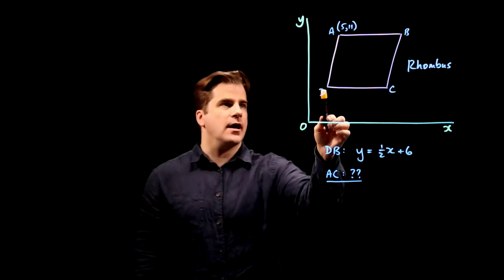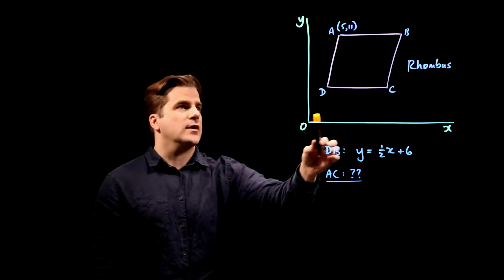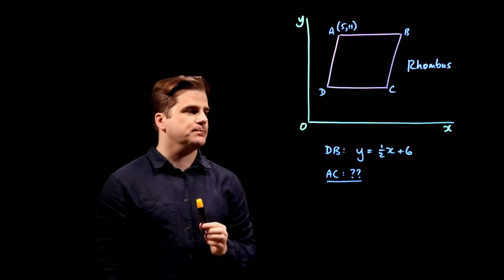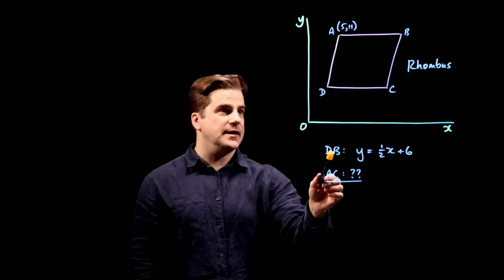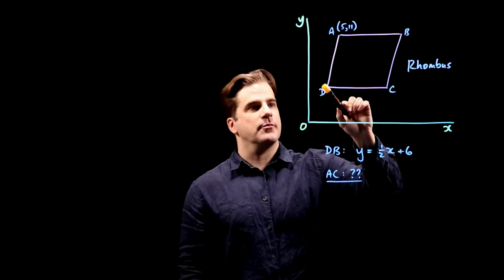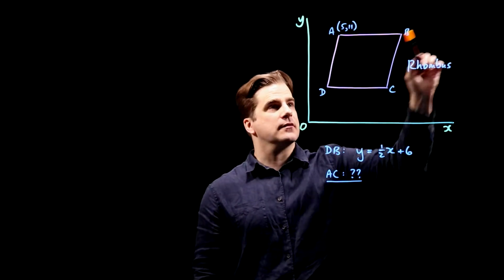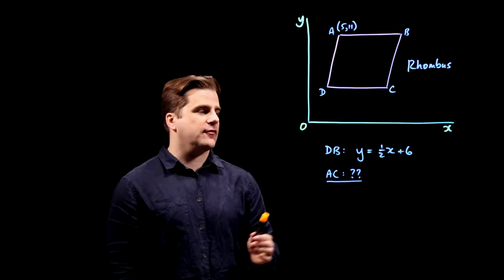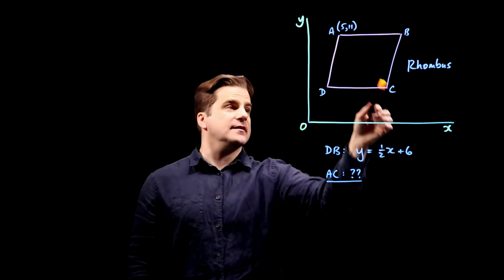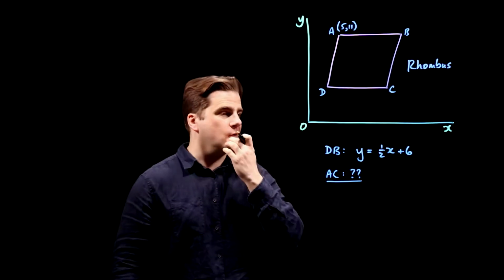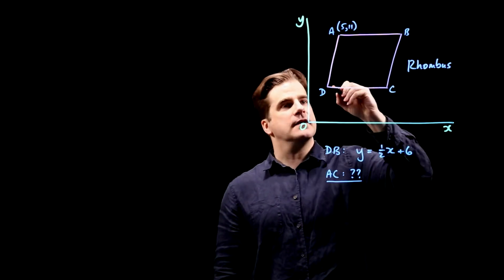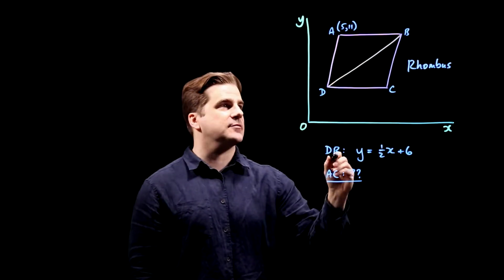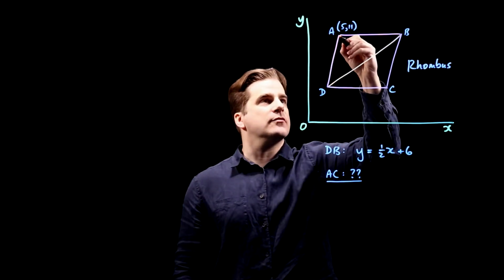Okay, we've been given a rhombus here. We're told that the point A is at (5, 11), and we're told that the line DB, the line running through the point D and the point B, has the equation y equals half x plus 6, and we have to find the equation of the line AC. So we want this one.